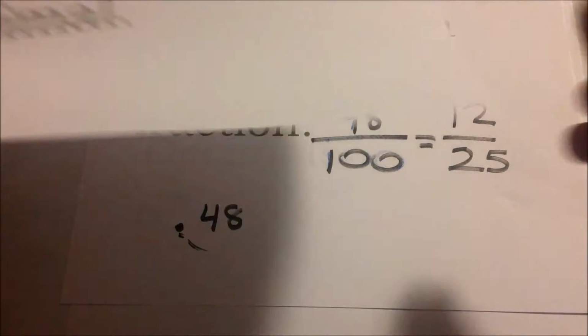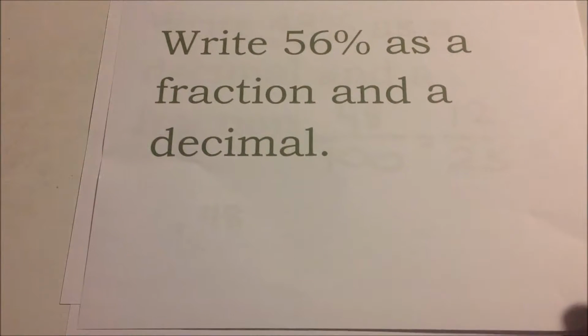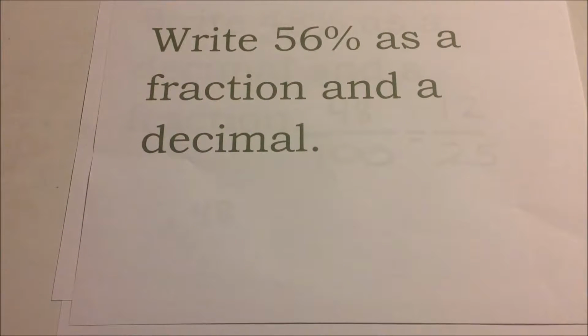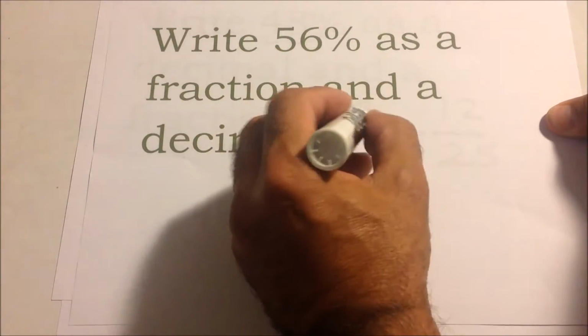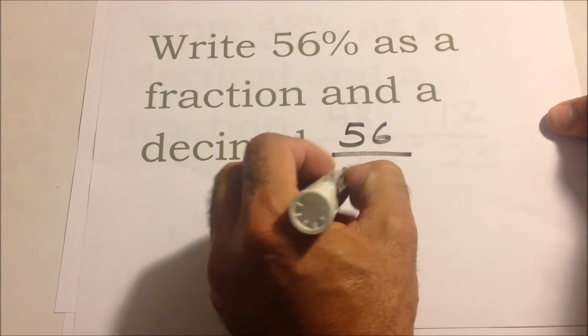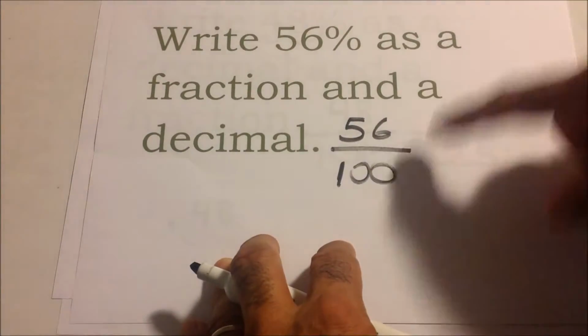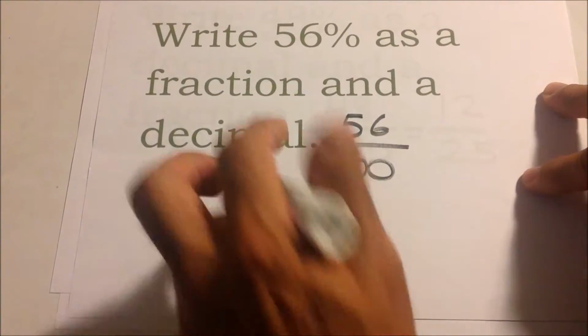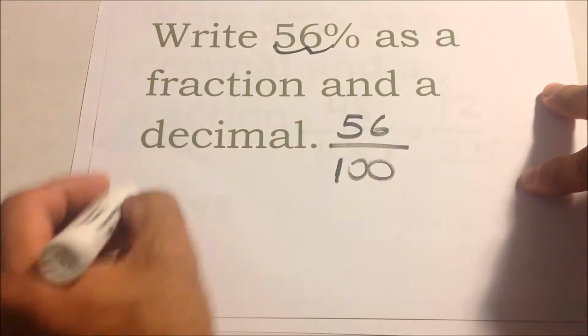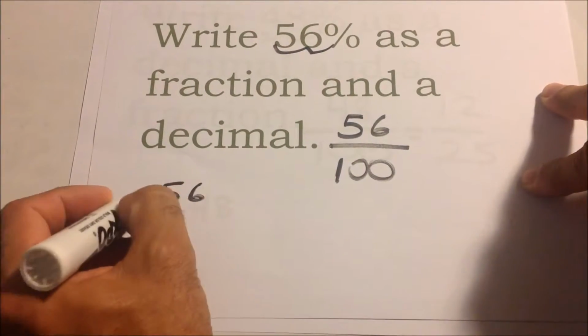So what about this? Write 56% as a fraction and a decimal. So as the fraction, it's 56 over 100. Okay, and you can reduce that. As a decimal, just move it twice. 1, 2, 0.56. There we go.